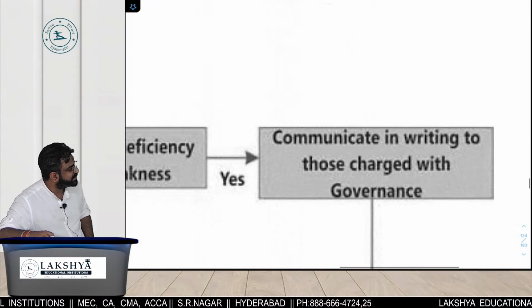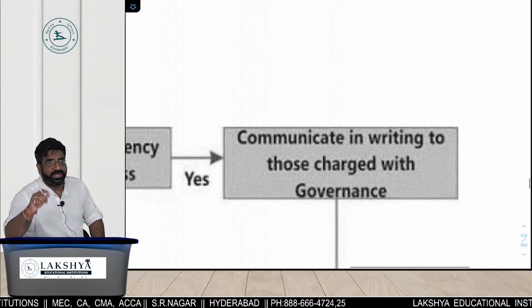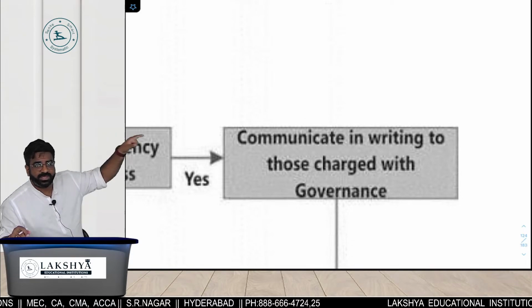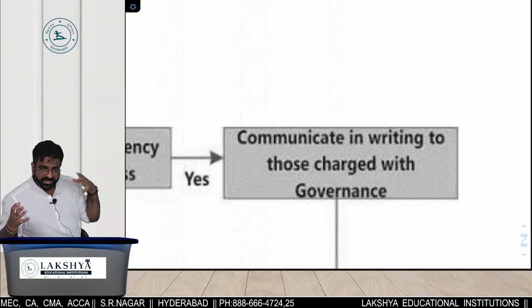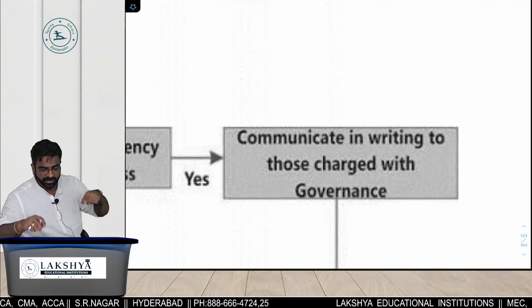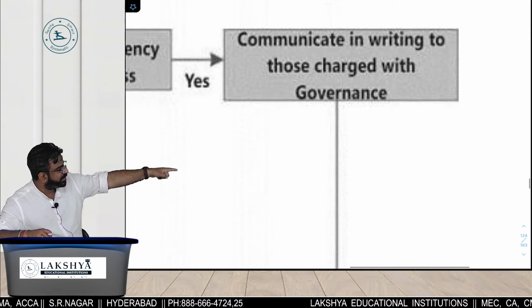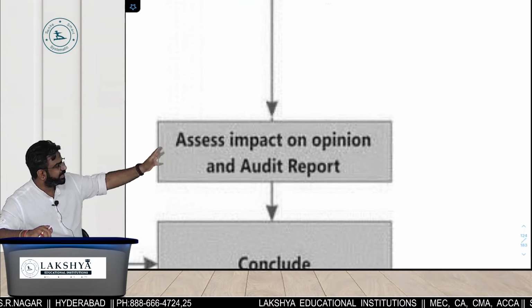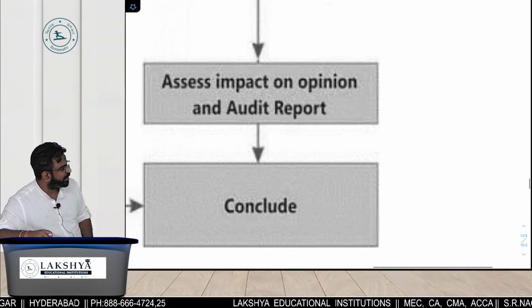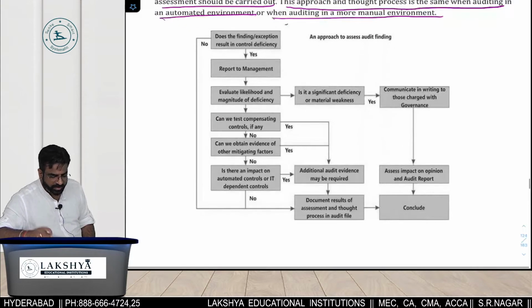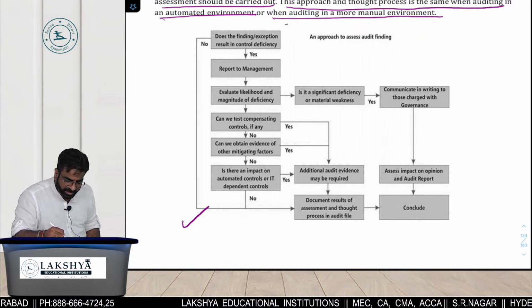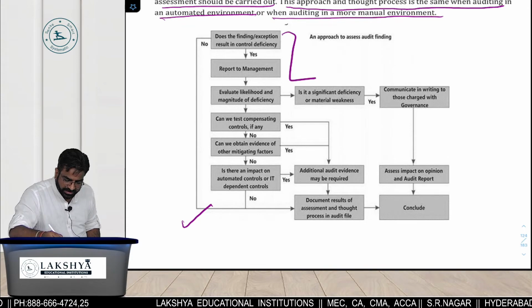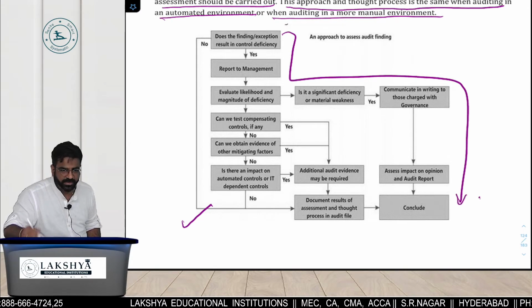If it is yes, क्योंकि मैंने तुम्हें क्या बताया था? Normal weaknesses you will tell it to whom? But if it is significant one, TCWG. तो अपन किसको कम्युनिकेट करेंगे? TCWG. उसके बाद assess its impact on opinion and audit report. And finally what? Complete. तो अपना ये चार्ट भी कंप्लीट हो गया. Am I correct?